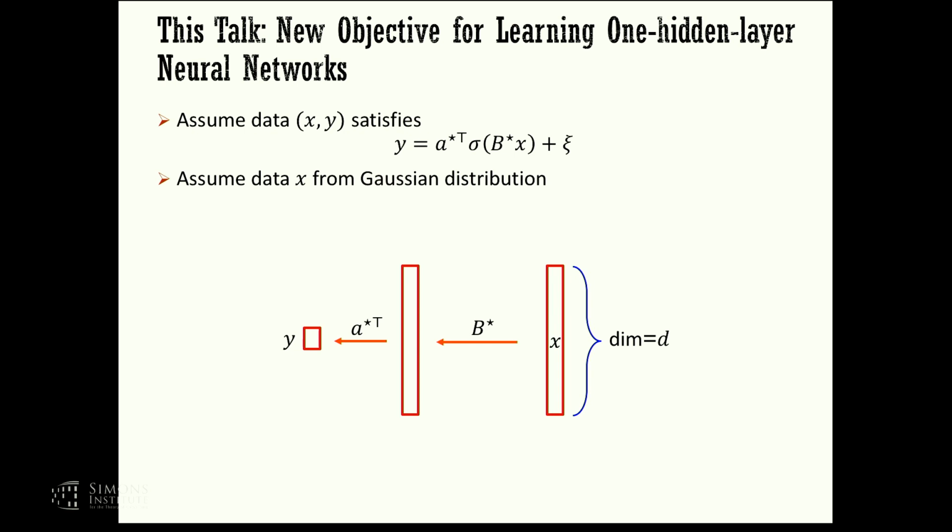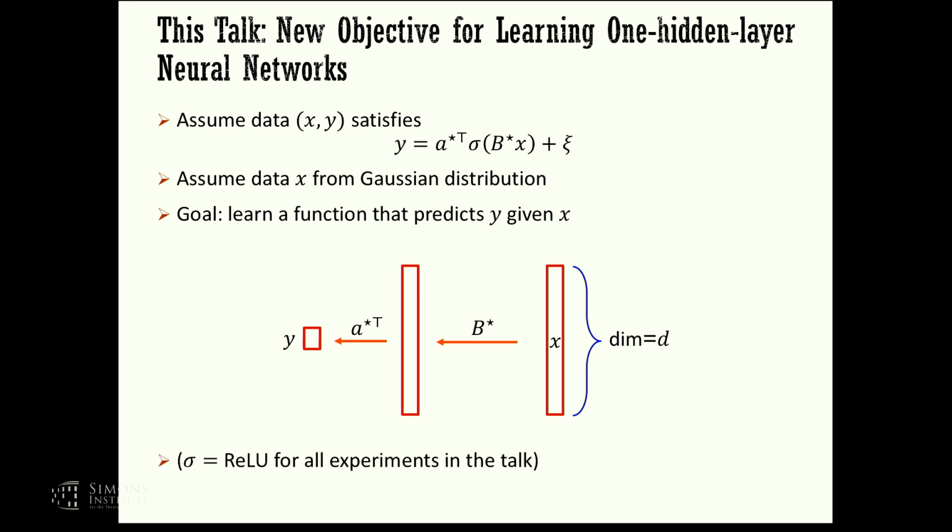A big assumption is that we assume the data comes from a Gaussian distribution. This is a big assumption, but that's the only thing we can do. Our goal is to learn a function that predicts y given x, although we will show that we can also recover the parameters B star and A star. For most of the talk, and for all of the experiments in the talk, we can just think of sigma as ReLU, the max of x and 0. But the theory also works for other activation functions.